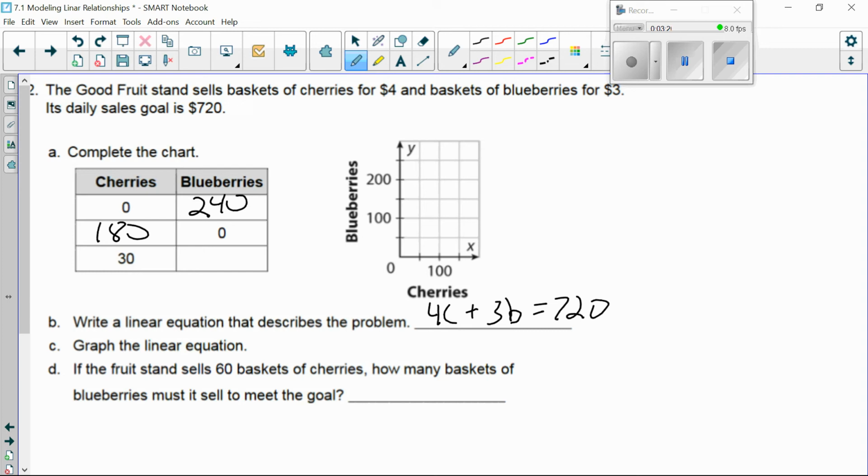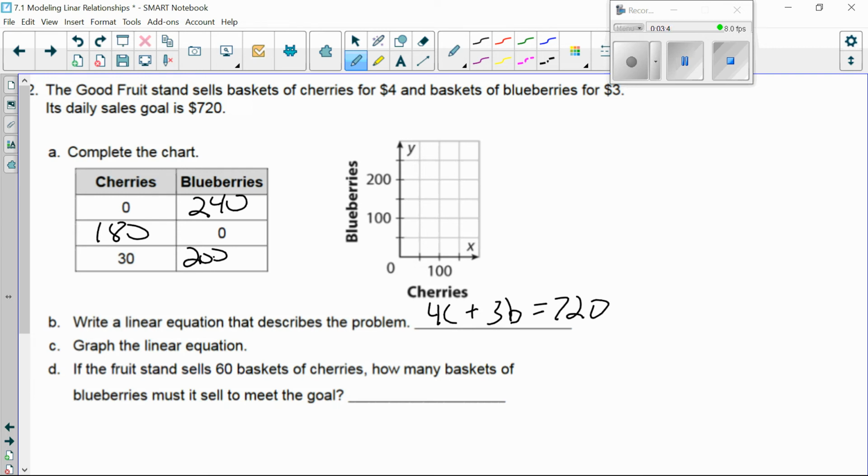They have an extra point here, and I'll just tell you what that one is. You would plug in 30 for cherries and end up needing 200 blueberries. But let's go ahead and graph it, using these 2 points here.